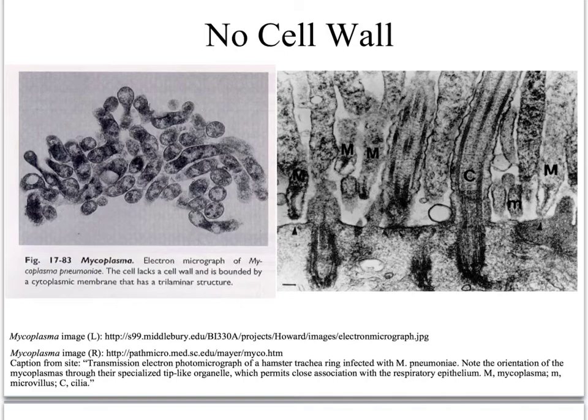They have lived in association with host cells. This would be the surface of a host lung cell, and these are mycoplasma cells right here. They have lived in such close association with vertebrate hosts for so long that they have actually lost their requirement for that phenotype and therefore lost their genes for it.